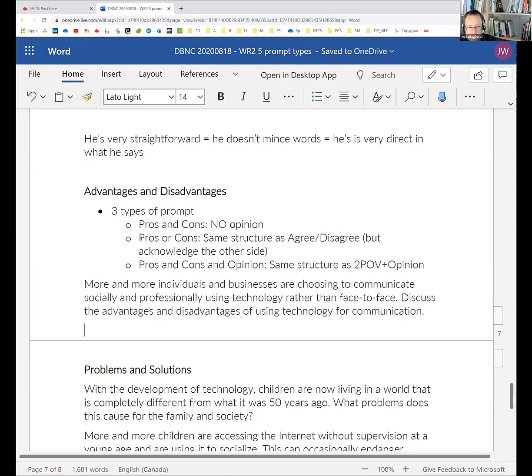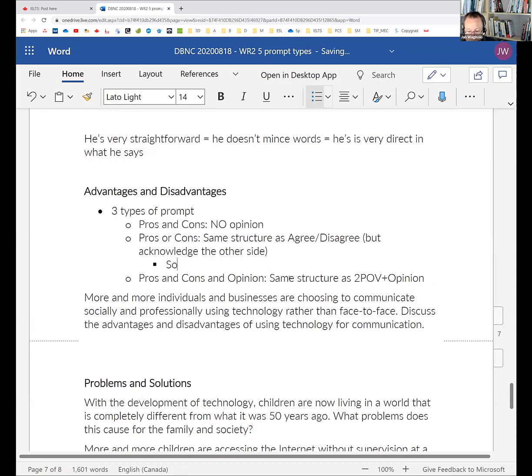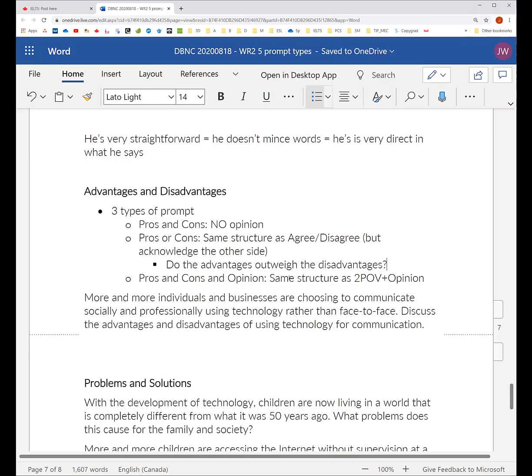You might get a question like, do the advantages outweigh the disadvantages? It'll be like this. But it's asking, discuss the advantages and disadvantages. Like we have to discuss both, isn't it? Yes. So one body paragraph on the pros, one body paragraph on the cons.